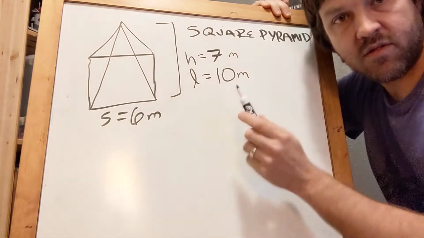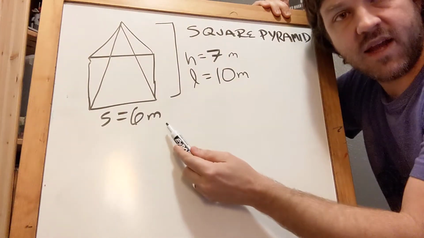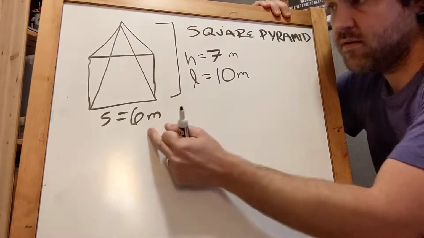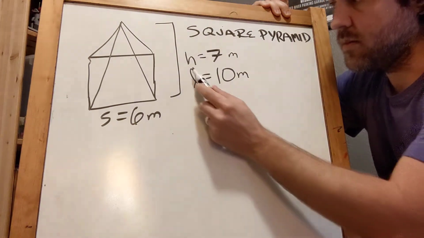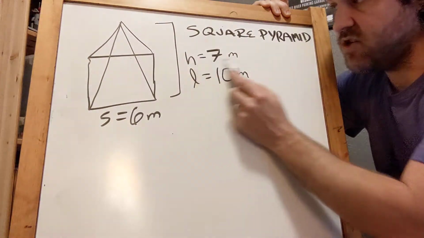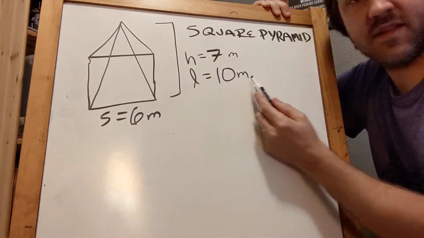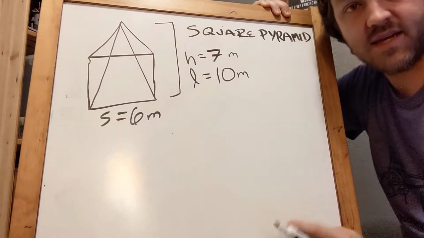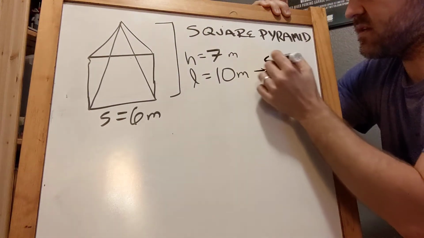You're going to be given three values. You're going to be given the side length of the square that is the base. You're going to be given the altitude, which is this h value right here, and you're going to be given what's called the slant height.